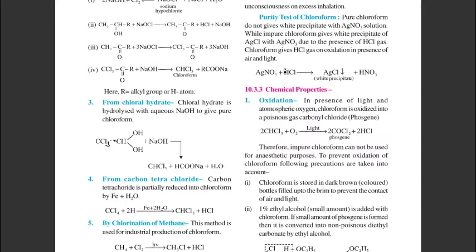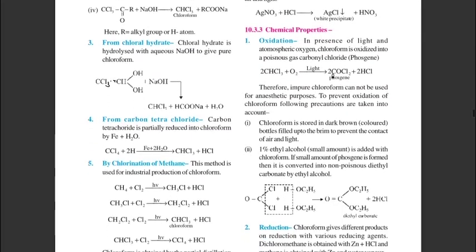Actually what happens is that chloroform upon decomposition gives HCl gas that remains in soluble form in chloroform. So if we add silver nitrate to that impure chloroform and we get a white precipitate of silver chloride, then it is a sign that the chloroform is impure.